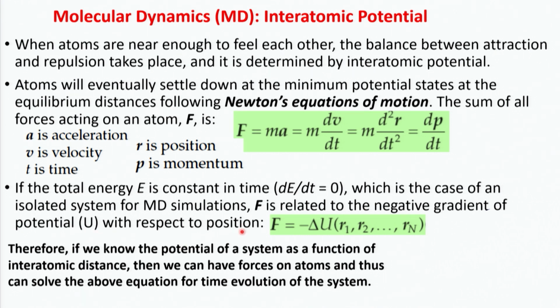So with respect to the position, that means if you know the potential and take the gradient, that is the differential with respect to the position, and take the negative sign, we get the force. If you know the force and we know the mass, then we get the acceleration. If you know the acceleration, from there we can calculate the velocity and momentum and so on. Therefore, if we know the potential of a system as a function of interatomic distance, then we have the forces on the atoms, and thus can solve this equation for the time evolution of the system.